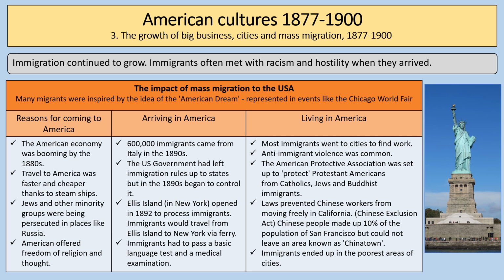Anti-immigrant violence was common. The American Protective Association was set up to protect Protestant Americans from Catholics, Jews and Buddhist immigrants. Laws prevented Chinese workers from moving freely in California through the Chinese Exclusion Act. Chinese people made up 10% of the population of San Francisco but could not leave an area known as Chinatown. And immigrants often ended up in the poorest areas of cities.